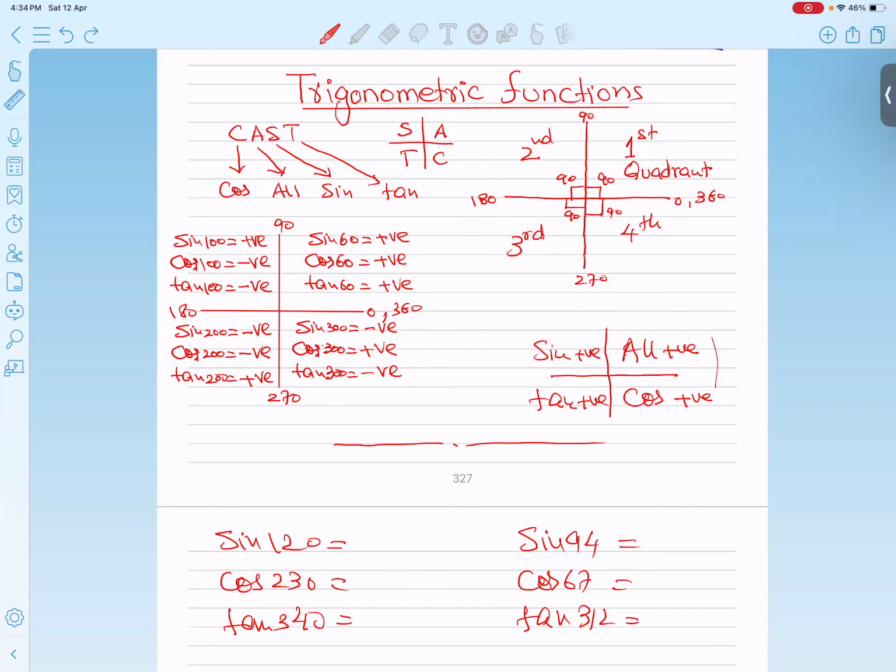Keep in mind this cross, and you will give answers of sign, positive or negative. For example, sine 120. 120 is coming in the second quadrant. In the second quadrant, sine is positive, so I will write positive. I'm going to stop recording. You have to answer the rest of these five parts. So I'm going to stop now.